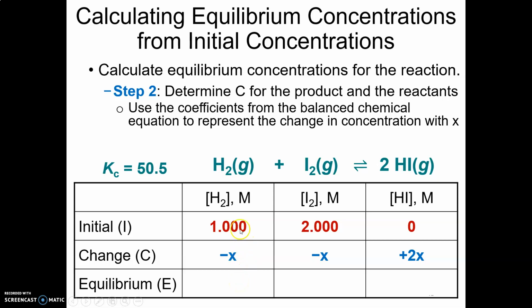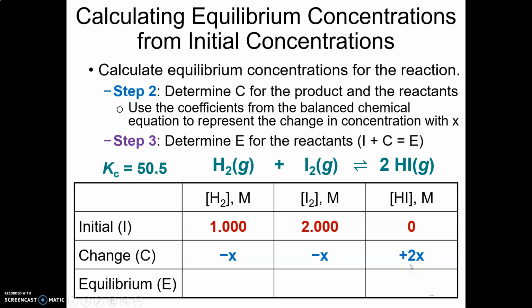So the equilibrium concentration of H2 is 1 minus x. The equilibrium concentration of I2 is 2 minus x. And the equilibrium concentration of HI is just 2x, right? Because 0 plus 2x is 2x. Now, at this point, you still may not be seeing how we're going to be using the quadratic, but hang on, because I promise you, you will see it on the next slide, okay? But everything we've done so far is just filling out our ICE table.